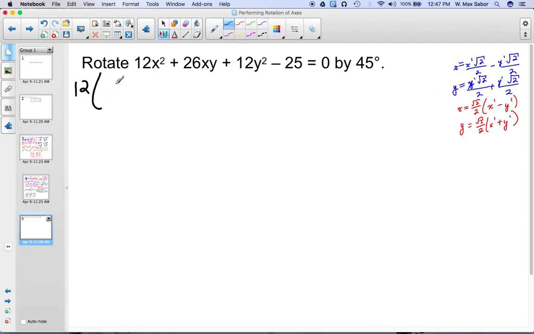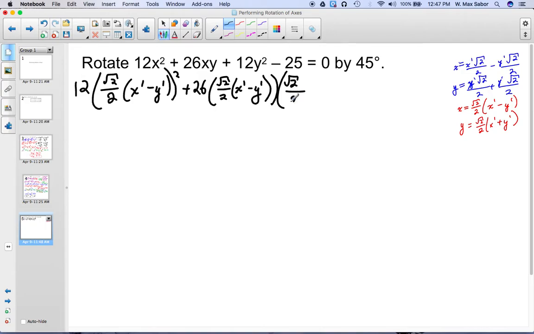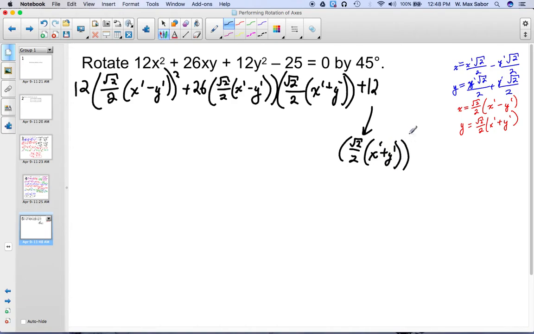So 12, we have square root of 2 over 2 times x prime minus y prime squared, plus 26 times square root of 2 over 2 times x prime minus y prime times square root of 2 over 2 times x prime plus y prime plus 12 times square root of 2 over 2 times x prime plus y prime squared minus 25 equals 0. So here and here were x values. Here and here were y values.